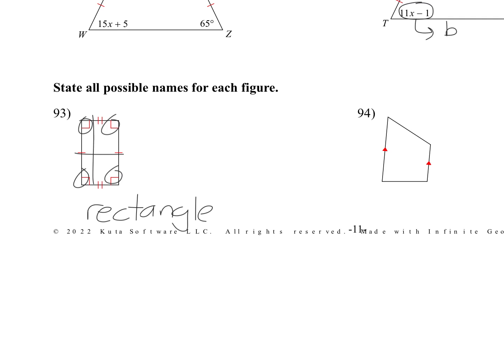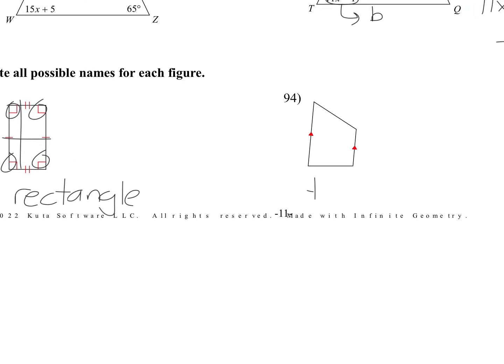Looking at 94, what shape is that? A quadrilateral. What's a more specific name? Parallelogram? If it was a parallelogram, these two would have to be parallel to each other. It is a trapezoid. Why is it a trapezoid? Because there's only one pair of parallel sides. Those are our bases. So it's a trapezoid.